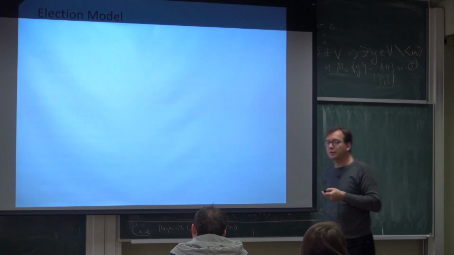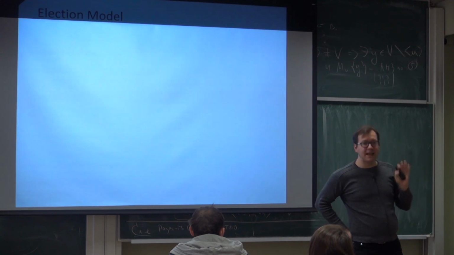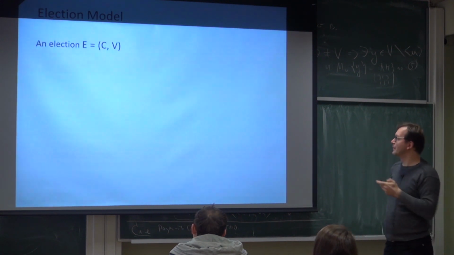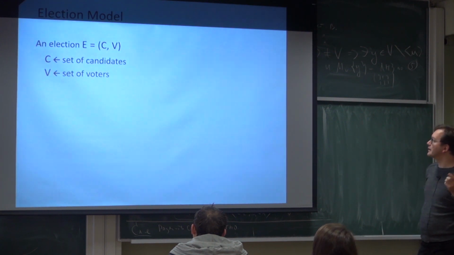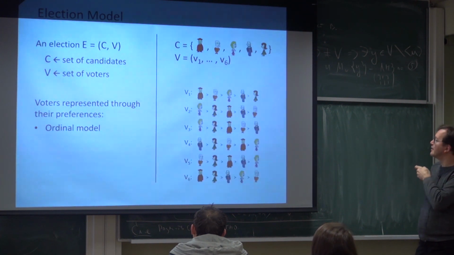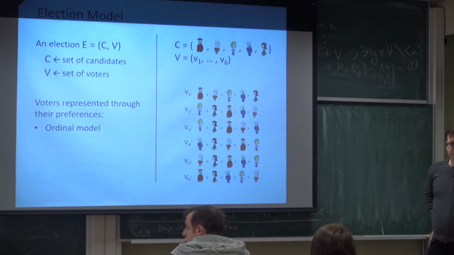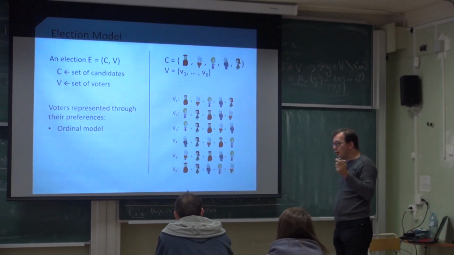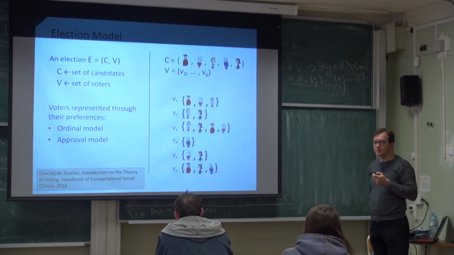Okay, so now the election model will be pretty much the same as before, except we will also look at approval votes. So again, we have an election, which is a pair of candidates and voters, set of candidates, voters, like before. And voters are represented through their preferences. In the ordinal model, this is exactly what we've done last time. So the same model, that's it. However, we will also be looking several times at the approval model.